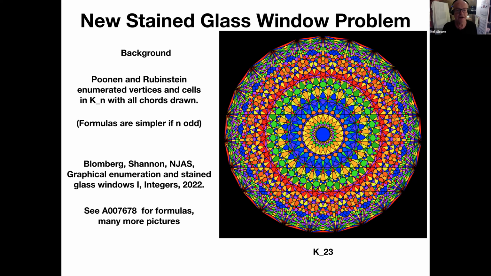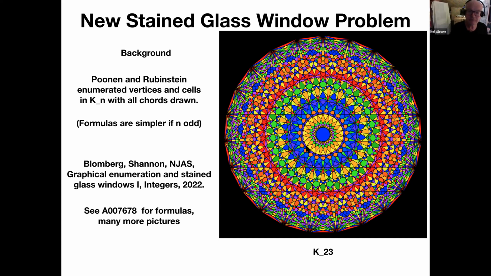And we look at various stained glass windows problems. The classical one is an old paper of Bjorn Poonen and Michael Rubinstein, who I will just call P and R. They solved the following problem. Take a regular n-gon. Here's a regular 23-gon. It's got 23 equally spaced points around a circle. Join every pair of points by a chord, and you get a lot of little cells, and you get a lot of little points in between. They worked out an explicit formula for the number of cells and the number of points in this picture.